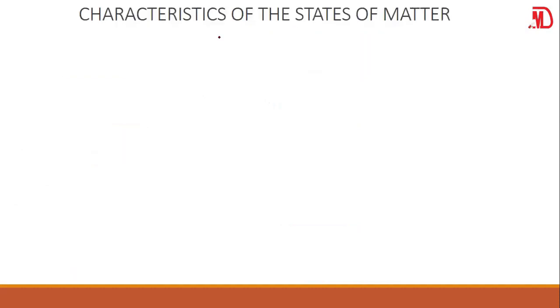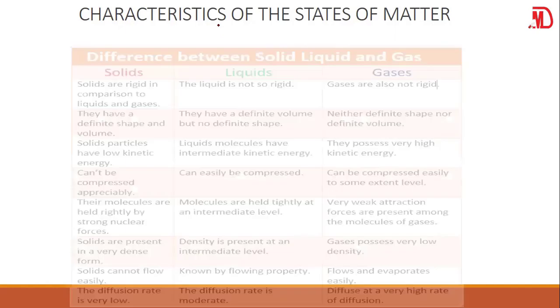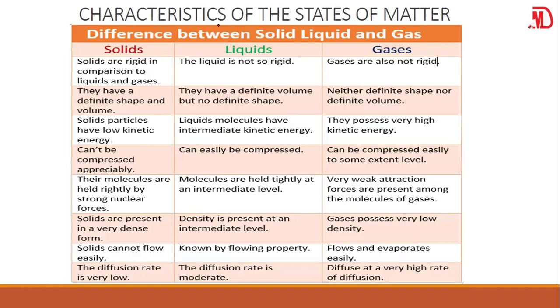So let's talk about the characteristics or the properties of the states of matter. What are the properties? All right. This is a diagram that I made to summarize everything for us. On the first column, we have our solids. In the middle, we have our liquids. And on the right side, we have our gases.